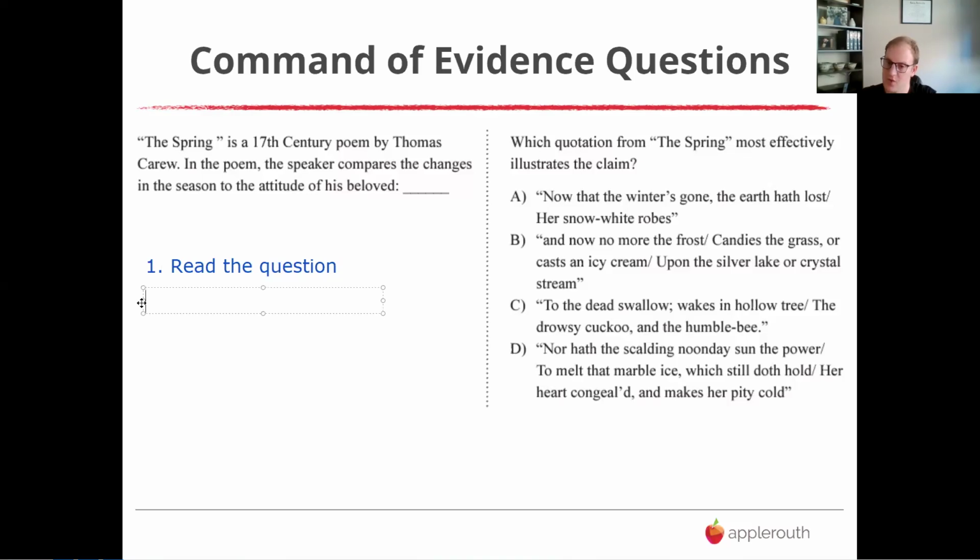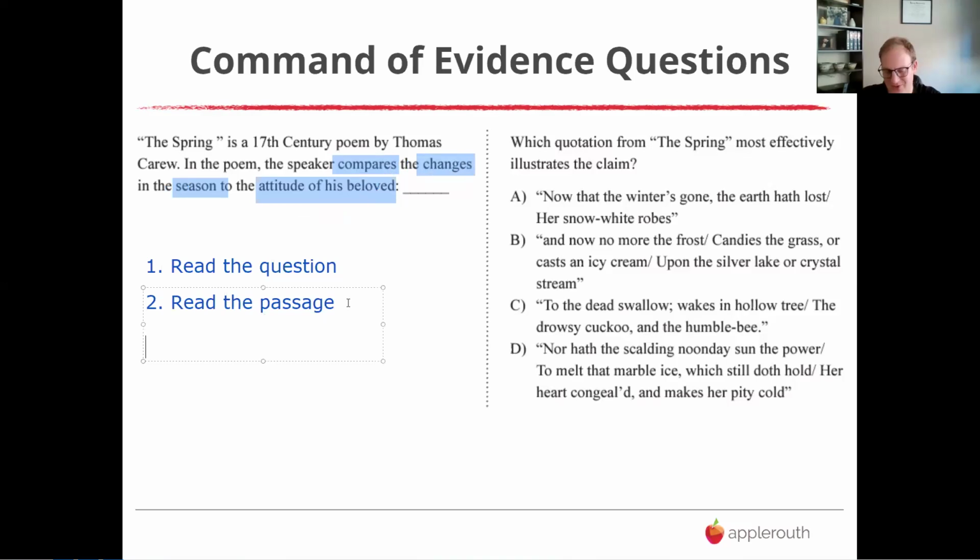In this case, which quotation from the spring most effectively illustrates the claim? Step 2 is read the passage, and we're going to need to now figure out, all right, what's the claim? The Spring is a 17th century poem by Thomas Carew. In the poem, the speaker compares the changes in the season to the attitude of his beloved. So all we've got is a comparison of season changes to someone's attitude.